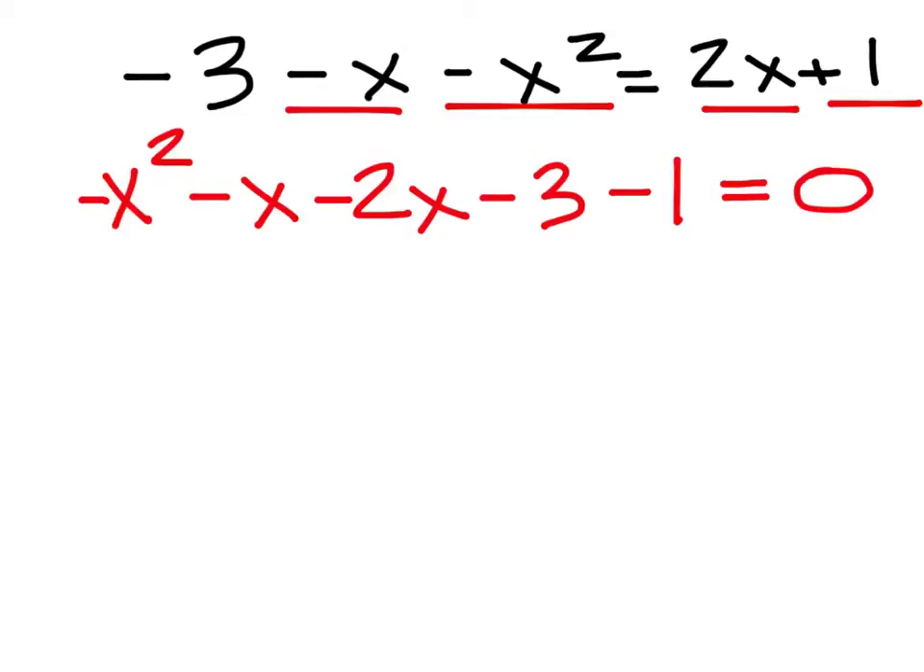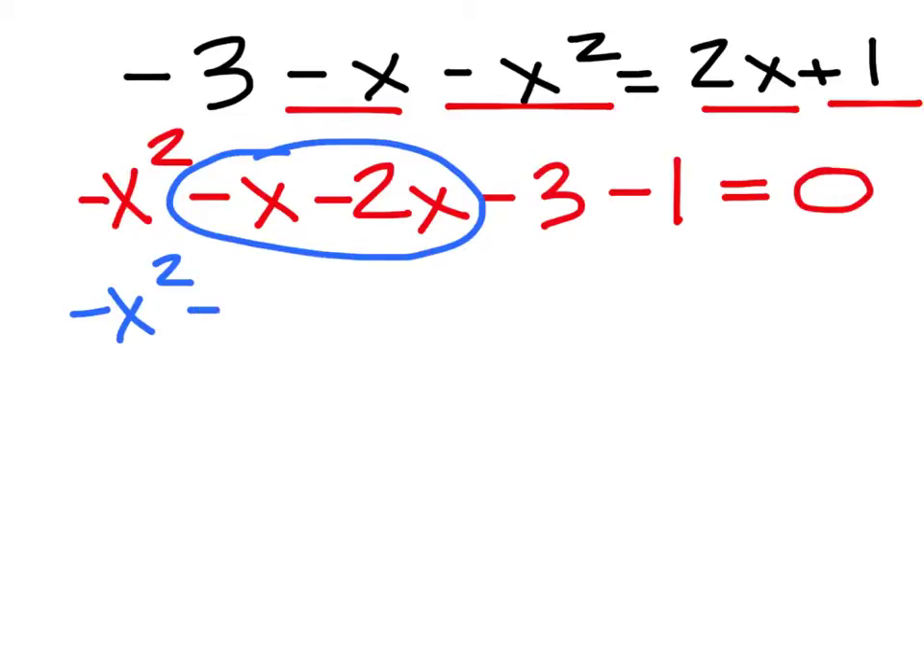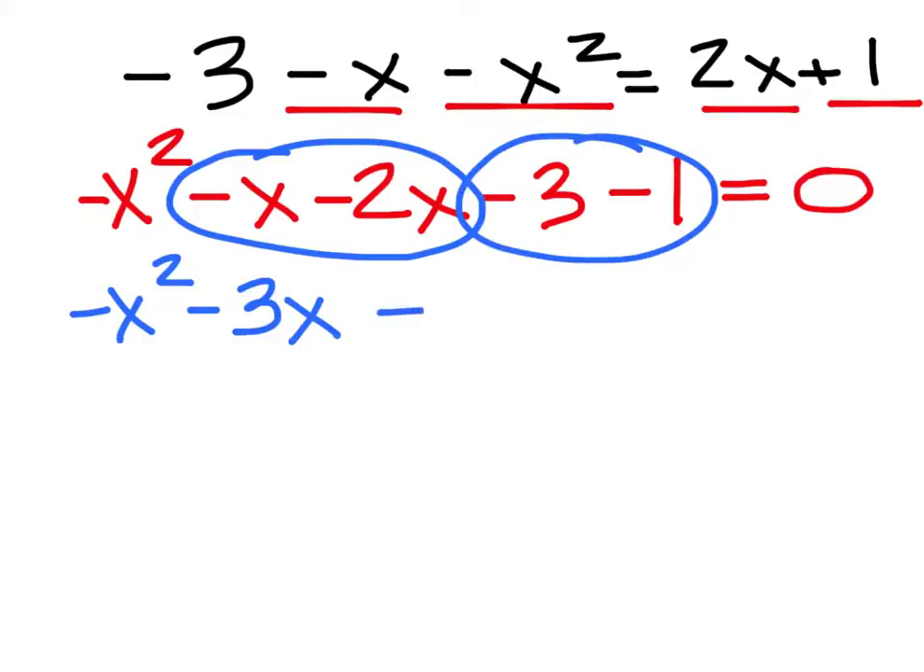And then once you get everything on one side and it's in the right order, then what should you do next? Add or subtract like terms. How many x squares do we have in there? One. Just one. So all we do is write it. Negative x squared. What does this become? Negative 3x, so it's minus 3x. And what about this? Minus 4. Are there any questions about how we arrived at negative x squared minus 3x minus 4 equals 0?